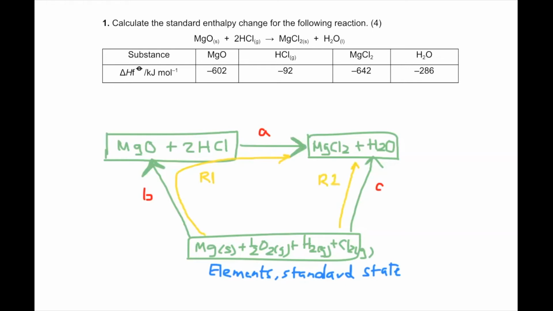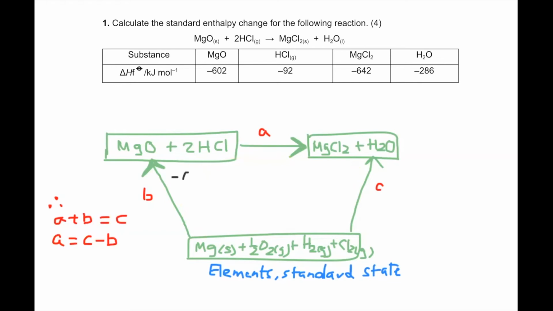Now we can write an equation to say that A plus B is equal to C. Therefore, A is equal to C minus B. So the enthalpy change of A is the difference between the enthalpy change of C and the enthalpy change of B.